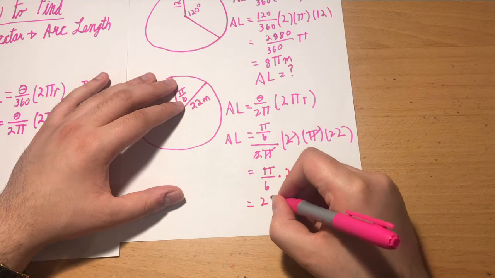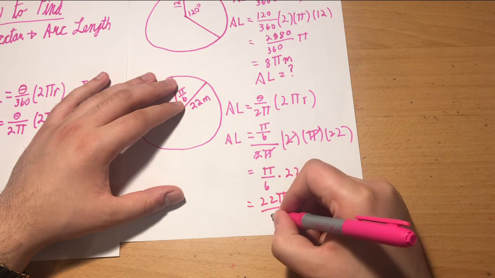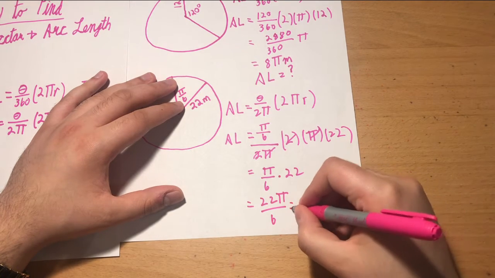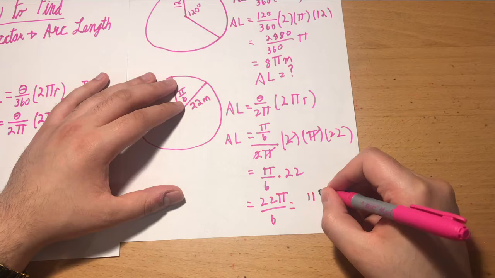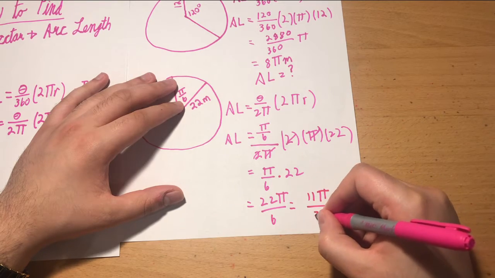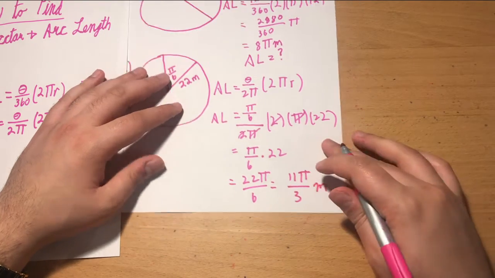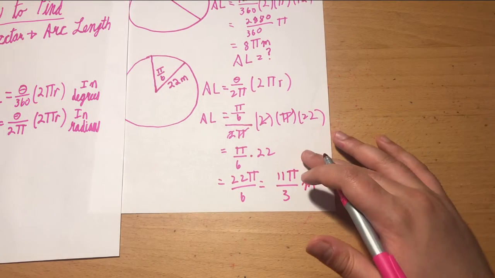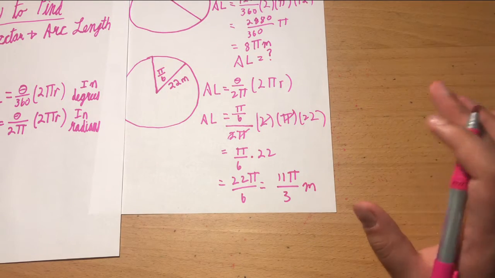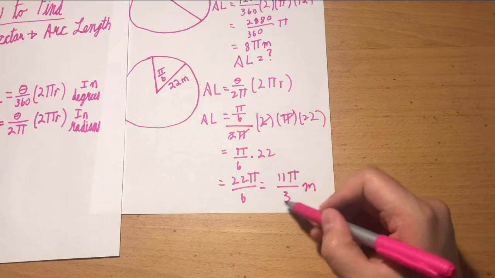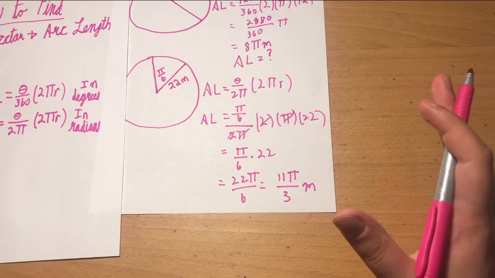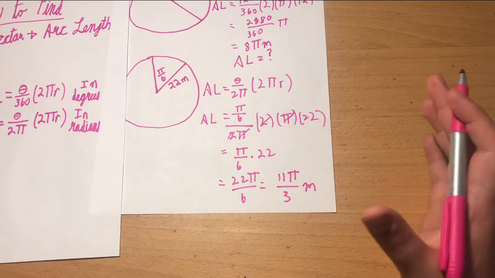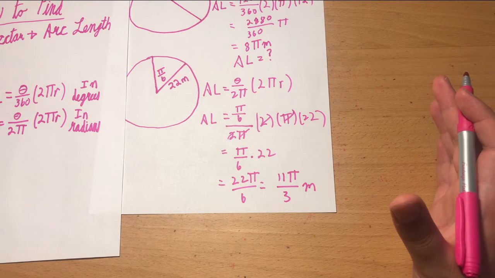Then that leaves me with 22 pi over 6. And if I want to simplify the fraction, that would then equal 11 pi over 3 meters as my final answer. And like I said, if you're asked to fully multiply this out and get an approximate answer, you would just put this into the calculator. You have a symbol for computing pi exactly, and you'd get an approximate decimal answer.